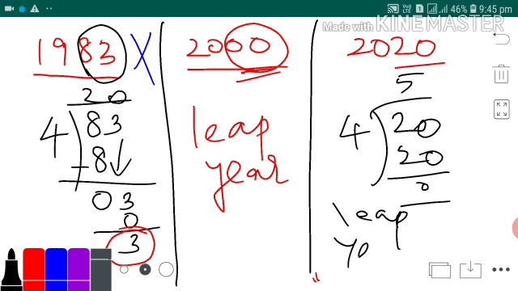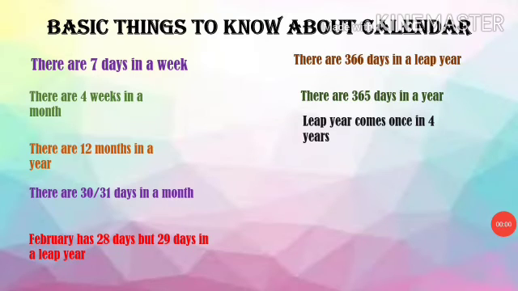So go and check your calendar whether February has 29 days or not. Surely it will have 29 days. Is it clear, children? I hope now you understand what a leap year is. Leap year comes once in 4 years.